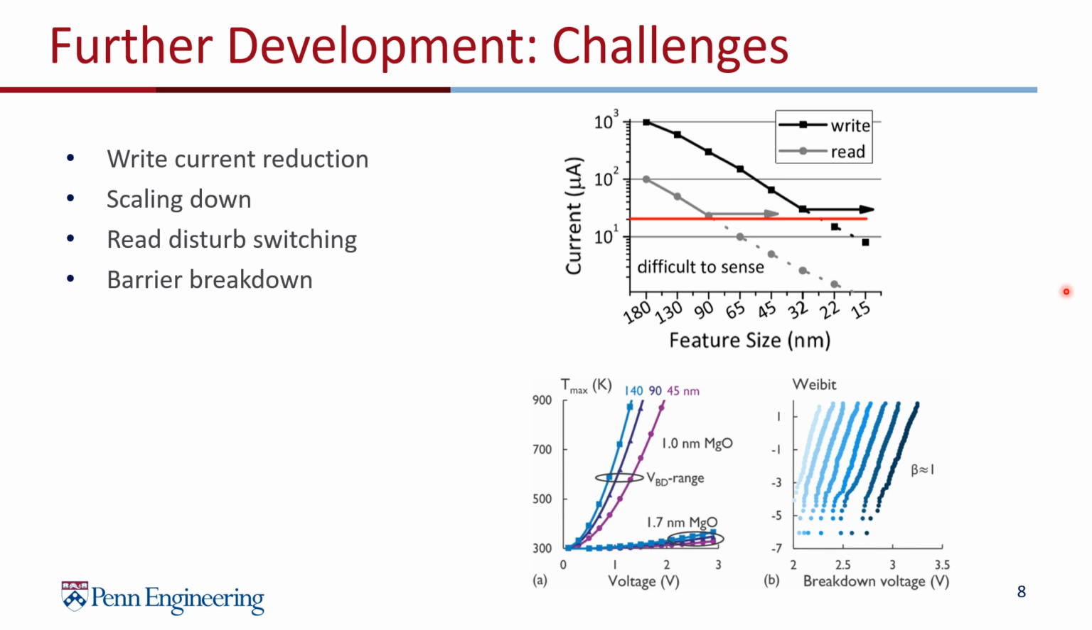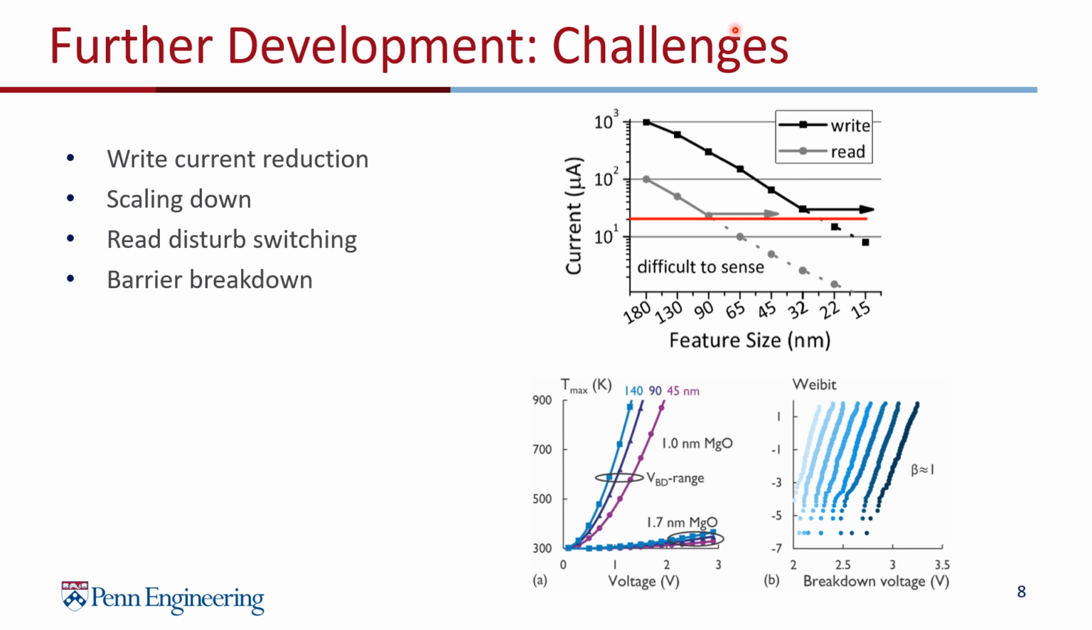Another issue is scaling down, which can cause read disturbance switching. This is when, as devices are scaled down, read and write currents shrink and are closer together, and this causes reading to affect neighboring cells and potentially change their states. Although reading current is much smaller than writing current, a prolonged reading current can still cause an effect in the polarization of the other cells.